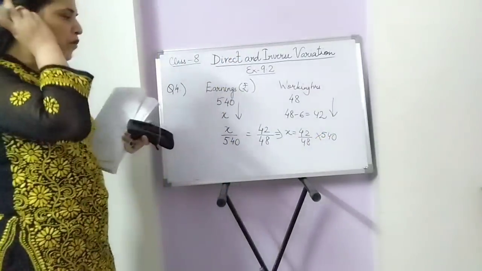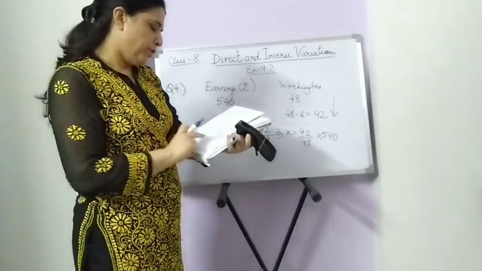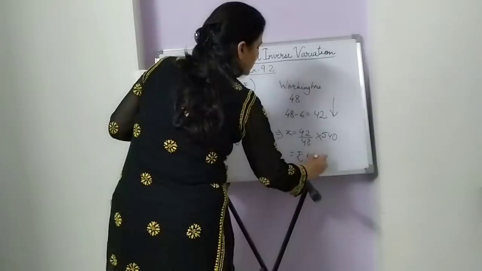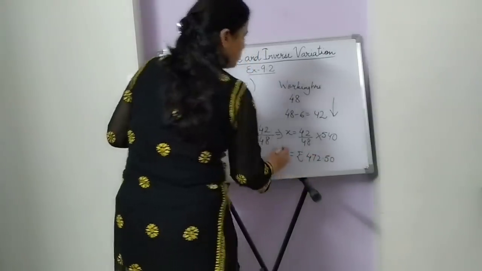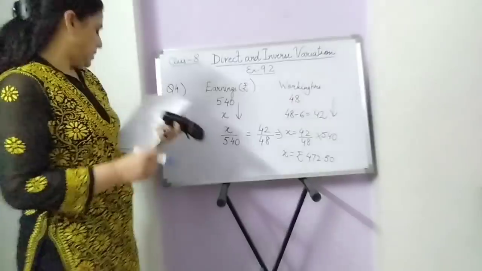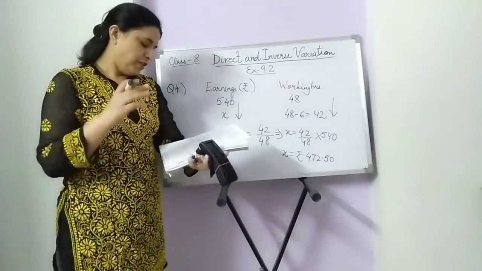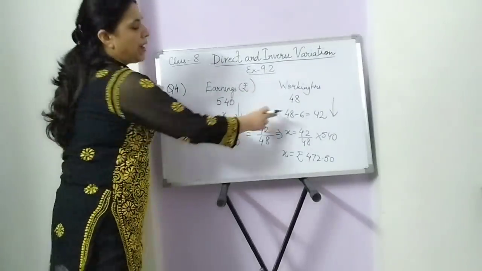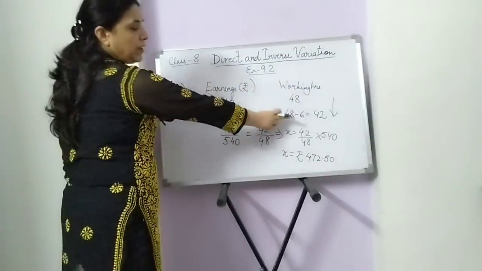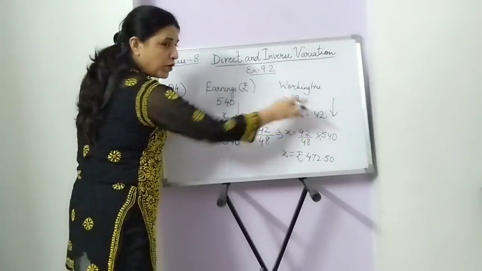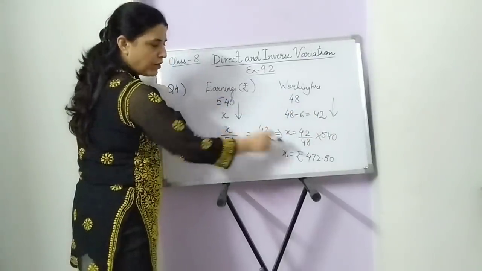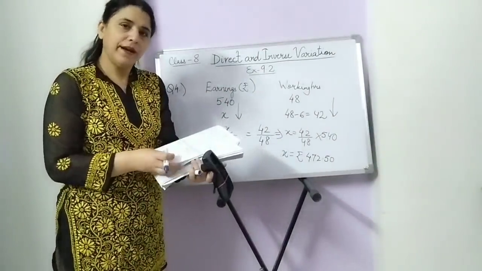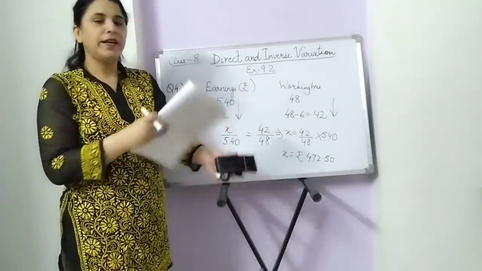540 by 48, now how will you do this? This gives out to be rupees 472.50. That means this person, Mamta, earns 472 rupees 50 paisa by working for 42 hours. She is working for less hours, so she is getting less than 540, that is 472 rupees 50 paisa. Okay, clear? Understood how to judge whether it is in direct variation.